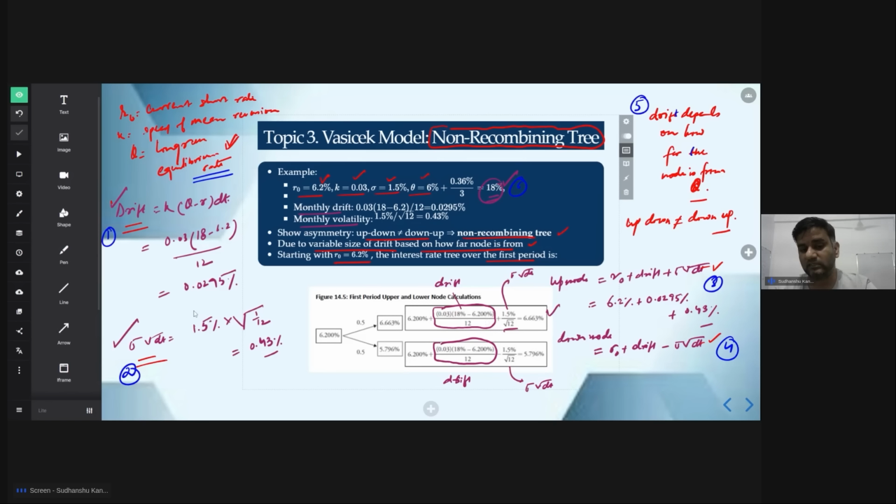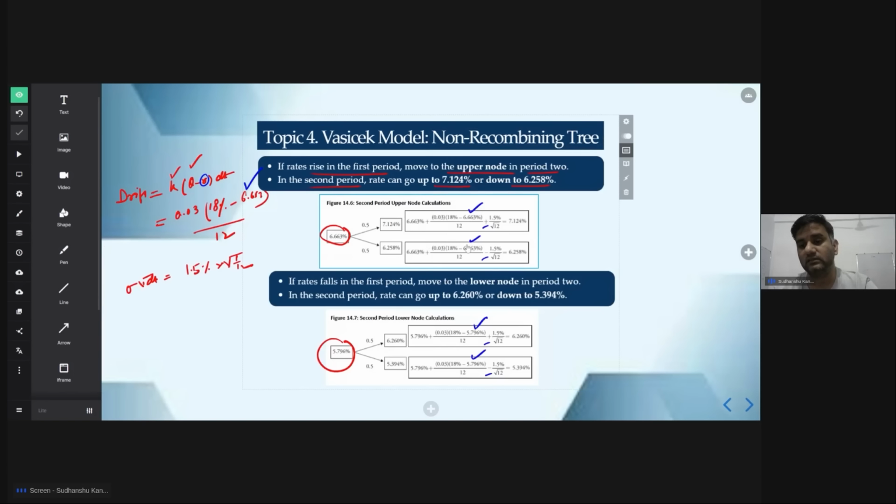And then this part, sigma root dt, also doesn't change. 1.5% sigma and root dt is 1 by under root 12. So that part also doesn't change, right? So these two parts don't change, but what we gather from this calculation is that your Vasicek rates, or Vasicek tree, does not recombine.